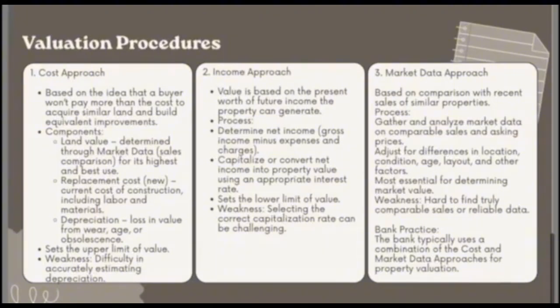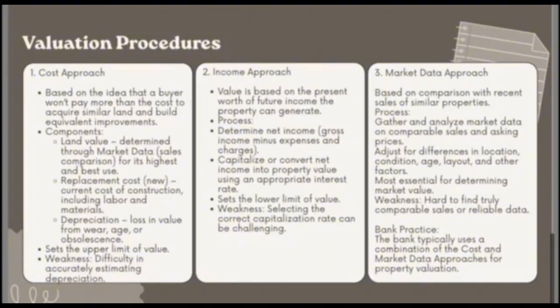Number 1, cost approach. Based on the idea that a buyer won't pay more than the cost to acquire similar land and build equivalent improvements. Components: land value, determined through market data and sales comparison for its highest and best use. Replacement cost new, the current costs of construction, including labor and materials. Depreciation, loss in value from wear, age, or obsolescence. It sets the upper limit of value. Weakness: difficulty in accurately estimating depreciation.